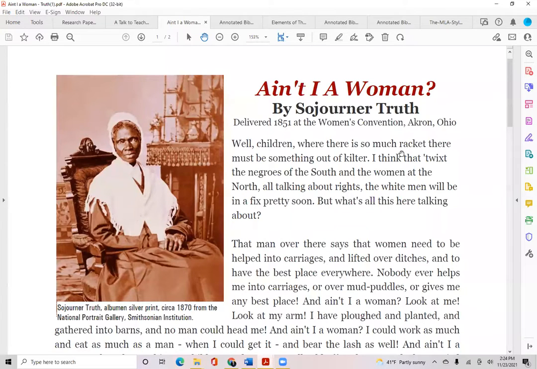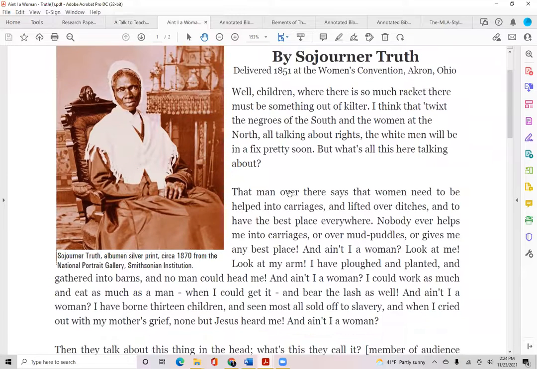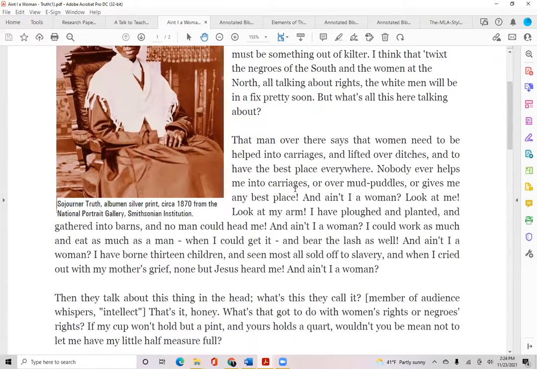She says, "Well, children, there's so much racket that there must be something out of kilter. I think 'twixt the Negroes of the South and the women of the North, all talking about rights, the white men will be in a fix pretty soon." But what's all this talking about, right? She's talking about this idea of talking about rights. And we know about the North and the South. There was a division over the idea of slavery, and the North ultimately came around and was trying to abolish it, and the South wanted to keep it, right? And so all this talk about rights, that's her setting the context.